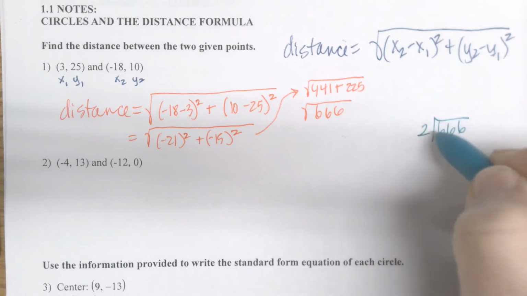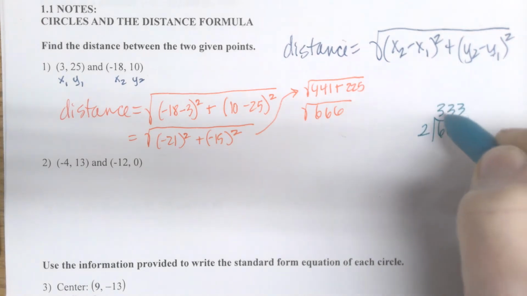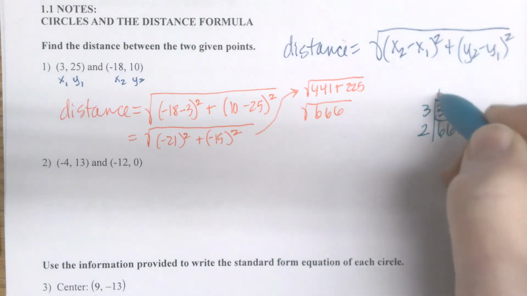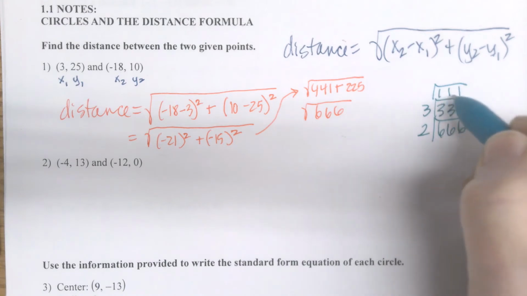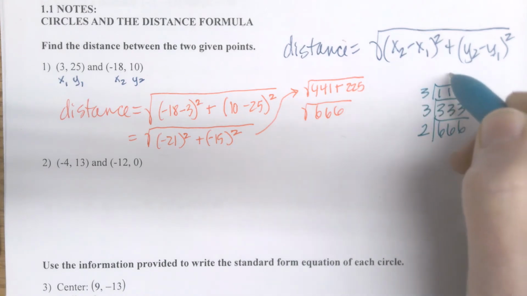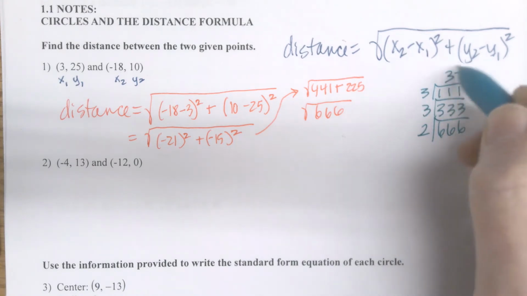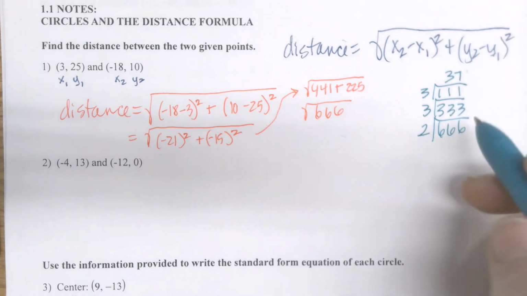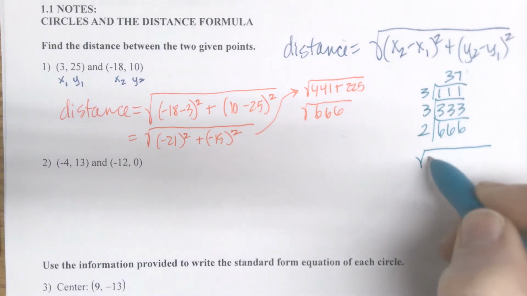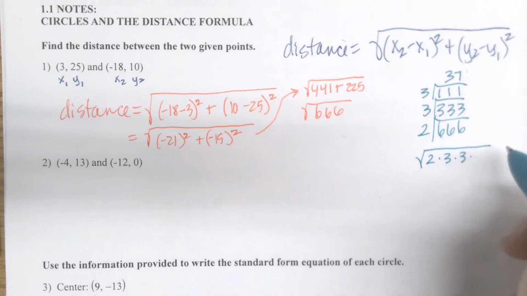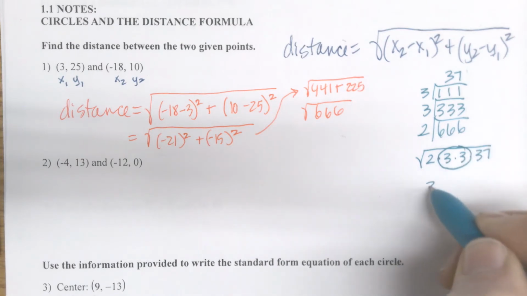And so 2 can go into 666. And then I keep dividing. 2 doesn't go into 333, but 3 does. 2 doesn't go into 111, but 3 does. And then 37 is a prime number, so I stop. So what I end up with here is 2 times 3 times 3 times 37. And for every 2 that I find under the radical, I can take 1 out.